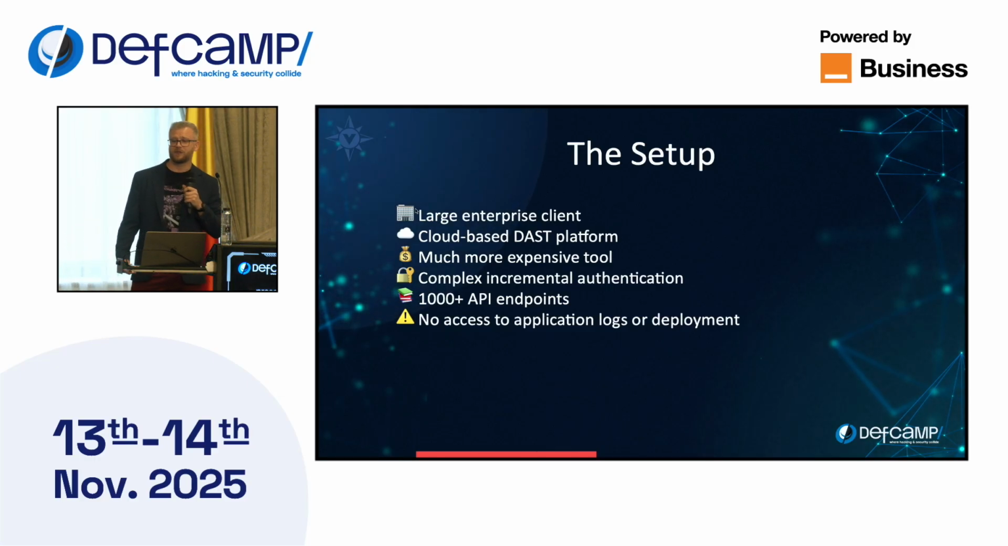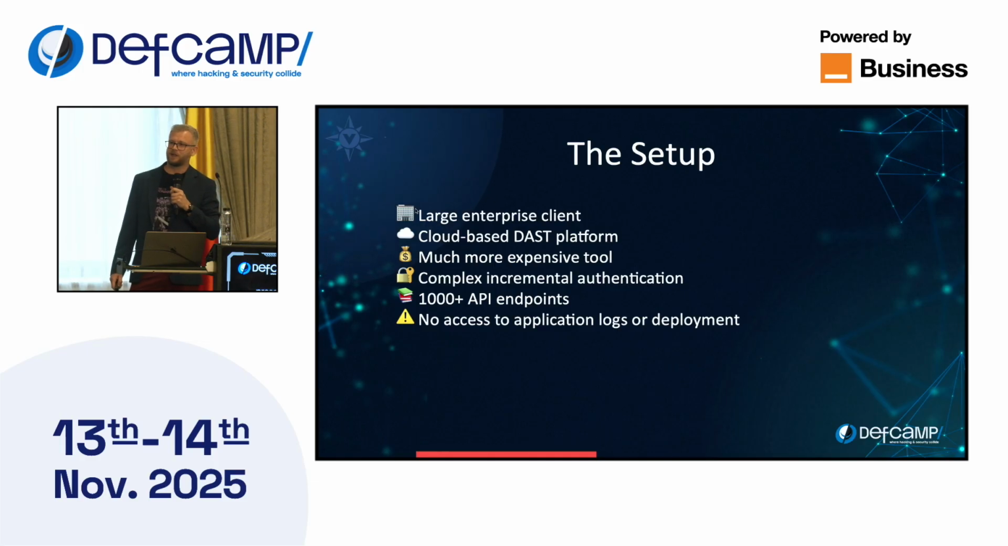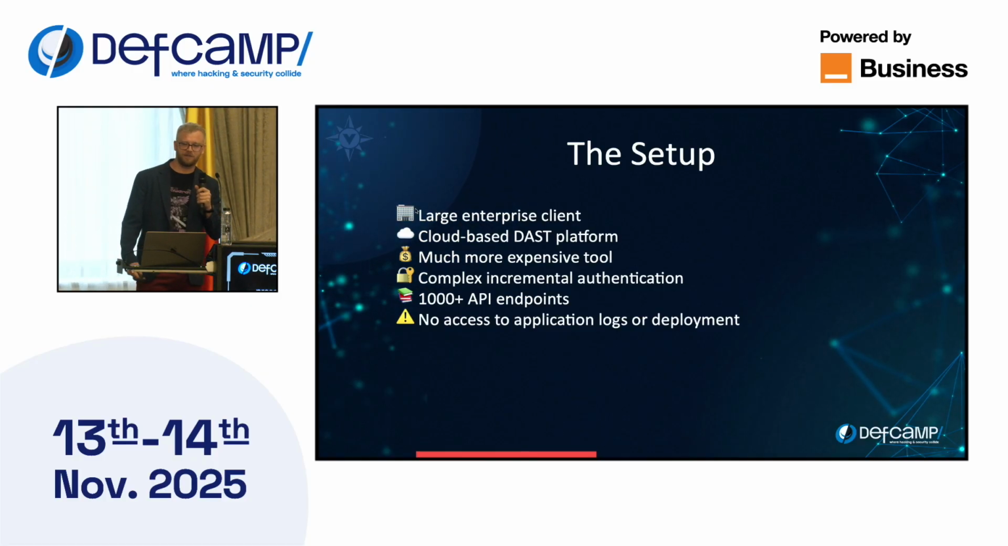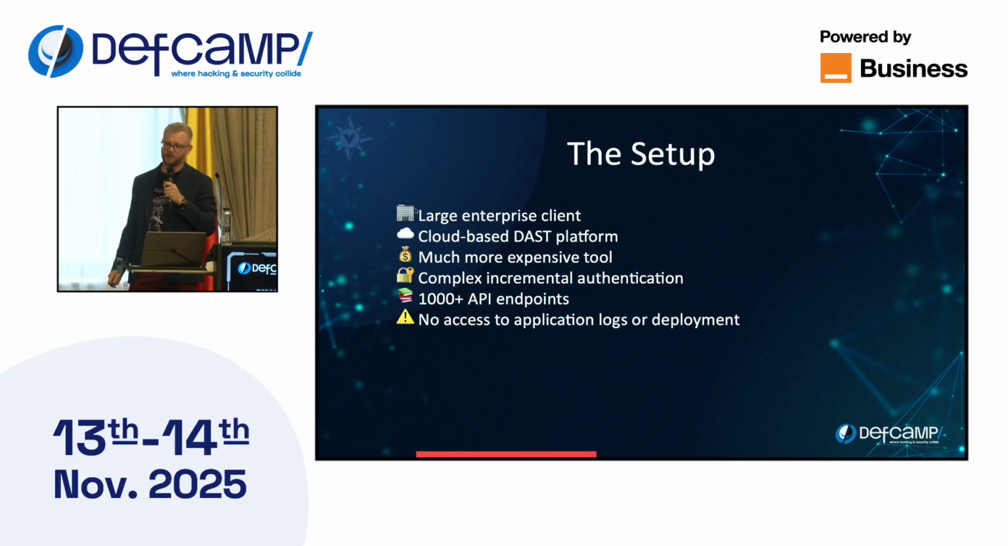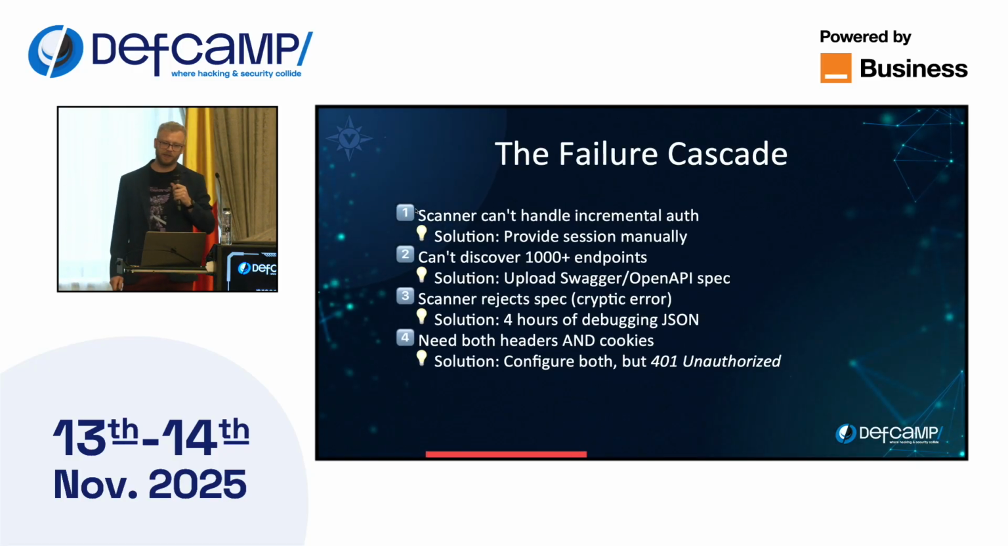The application was also much more complicated, more than 1,000 REST endpoints, at least it was REST, right? But it had a complex incremental authentication. And since this was a consulting engagement, we had no access to the application, we had no access to the logs, we couldn't do the general tweaking like in the previous use case, right? So how do you actually take it from here, right?